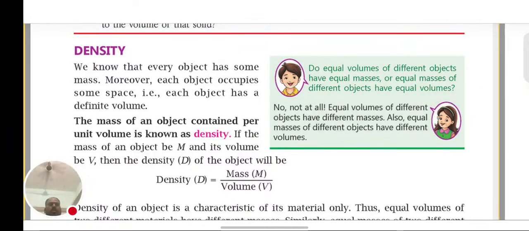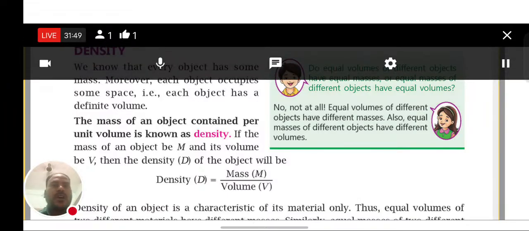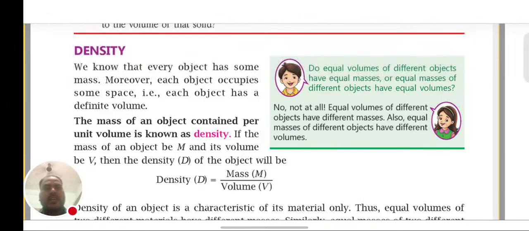What is density? The mass of an object contained per unit volume is known as density. We know that every object has a mass, yes or not? Every object has a mass and occupies some space, yes or not? So that is known as matter. But now we are going to discuss the next topic, density.